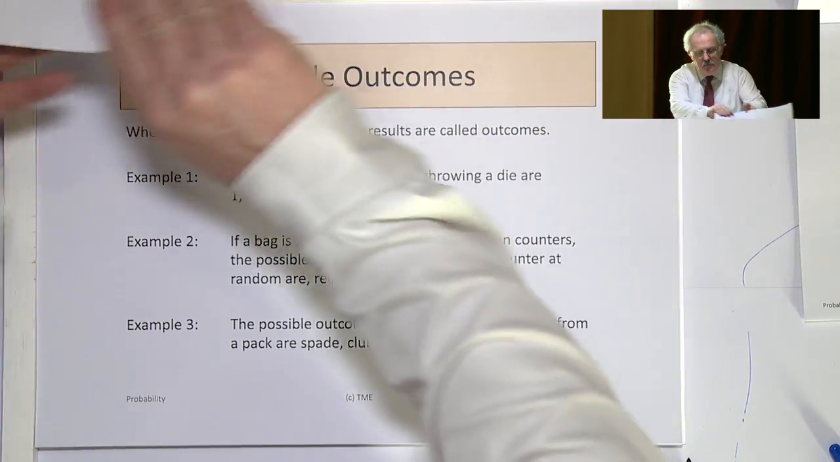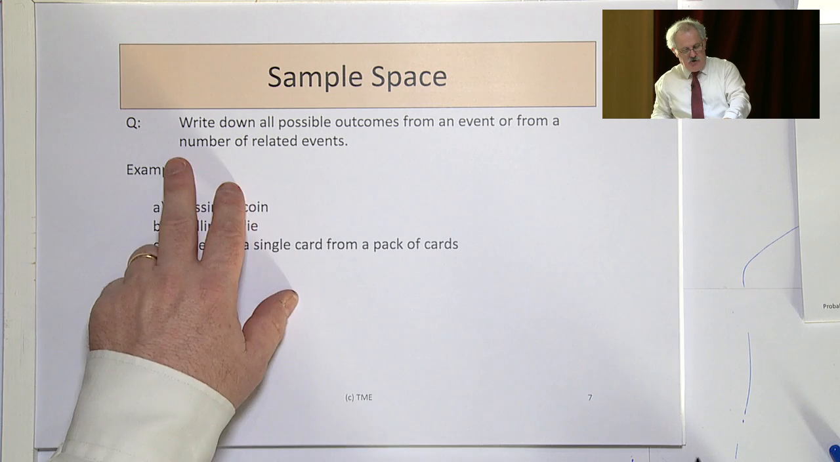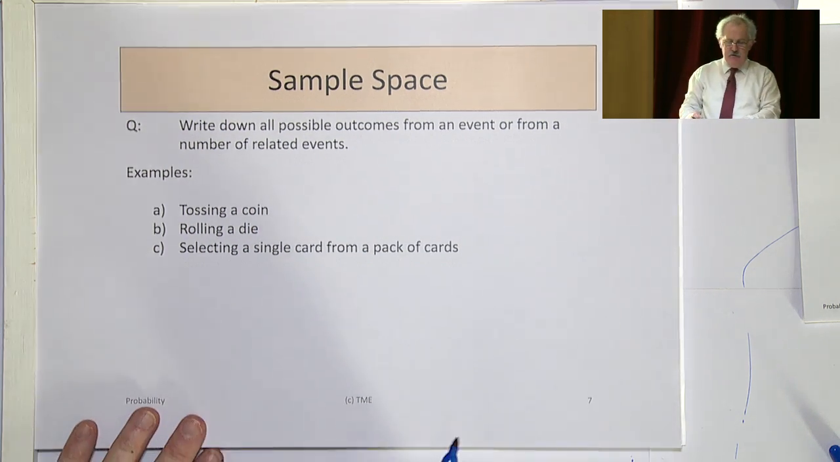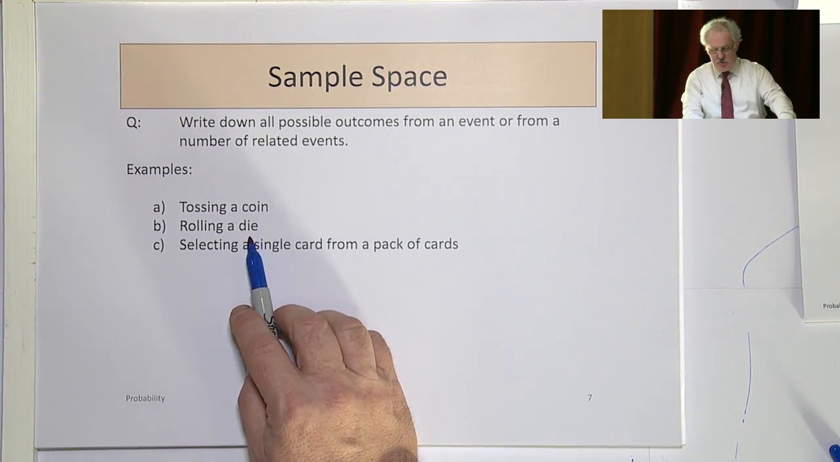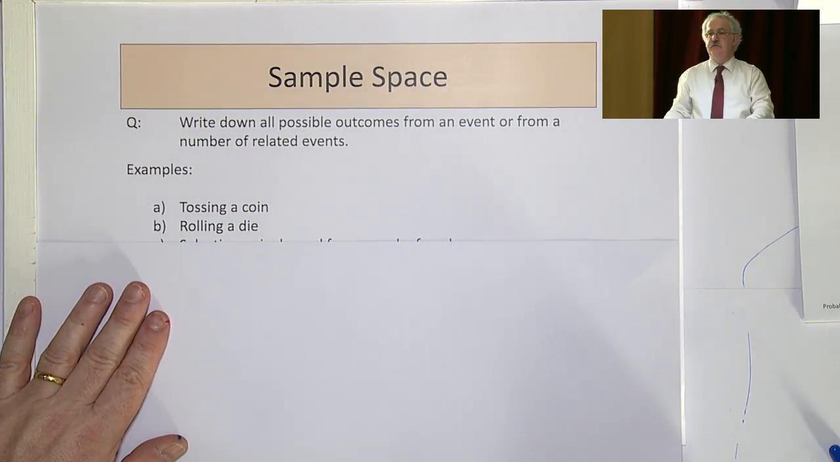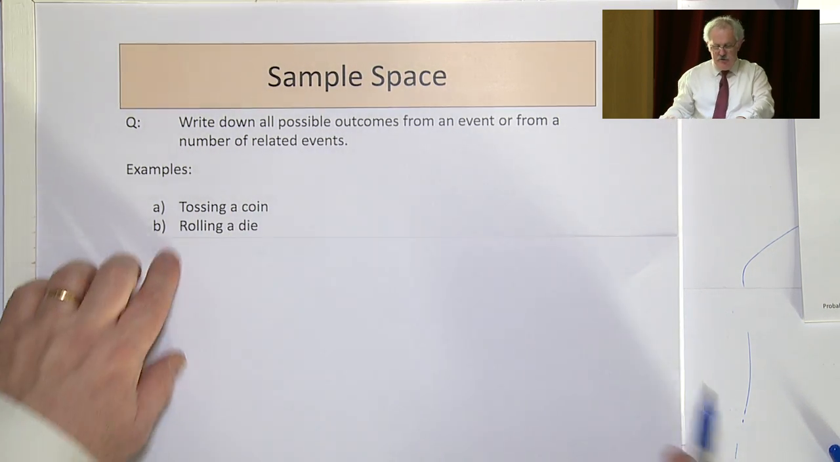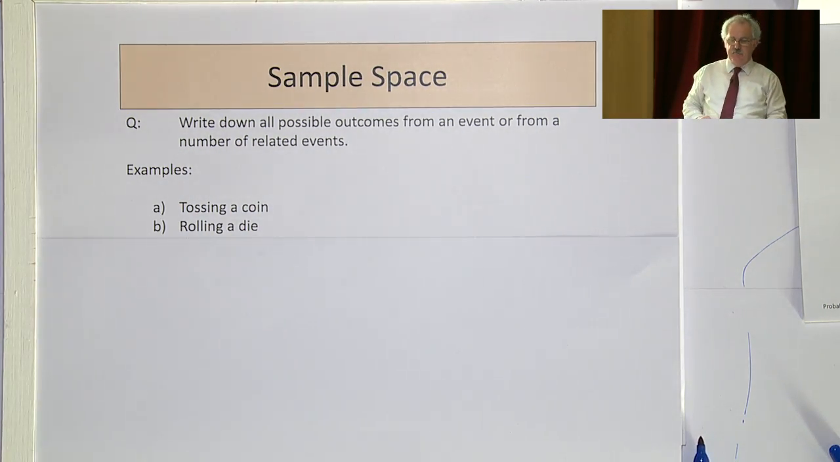We'll continue. Write down all possible outcomes from an event or from a number of related events. Tossing a coin, rolling a die, and selecting a single card from a pack of cards. You might just take the first two there. Write down the possible outcomes from the first two.